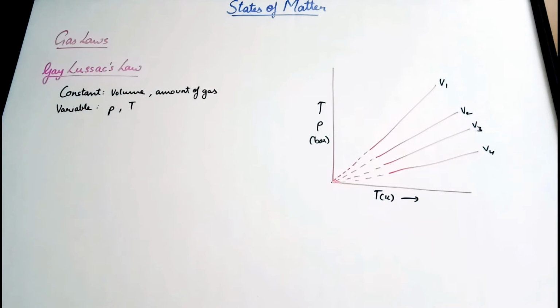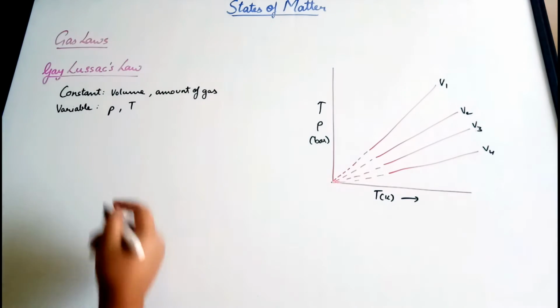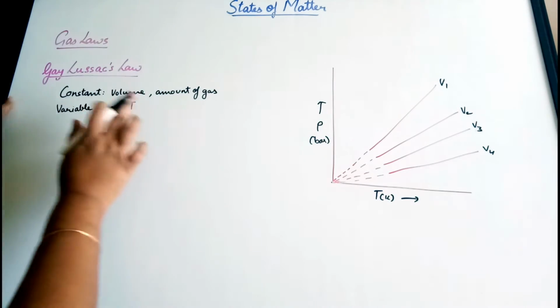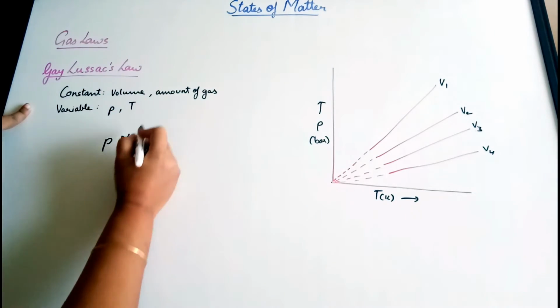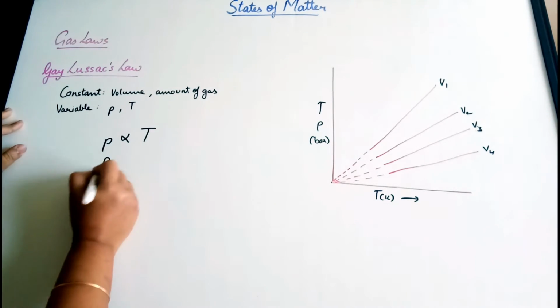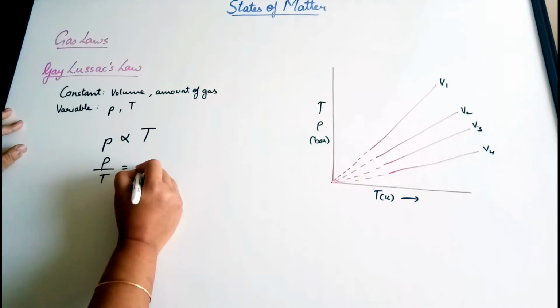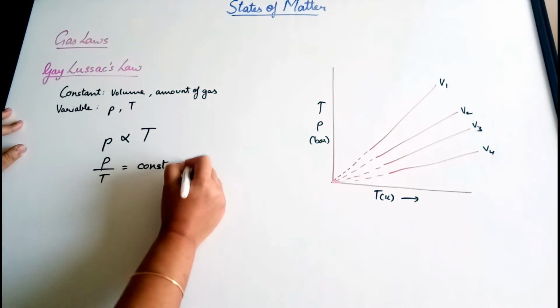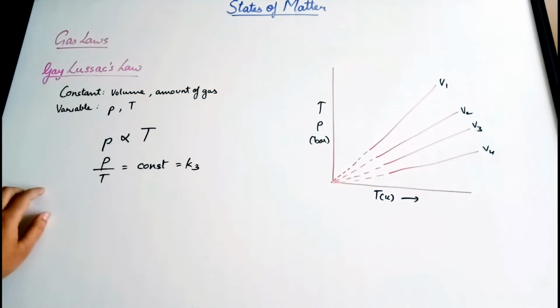The mathematical relationship between pressure and temperature was given by Joseph Gay-Lussac. According to this law, at a constant volume, the pressure of a fixed amount of gas varies directly with temperature. So at a constant amount of gas and volume, pressure is directly proportional to temperature. P by T is equal to a constant, K3. In Boyle's law it was K1, in Charles' law it was K2, and in this case it is K3.